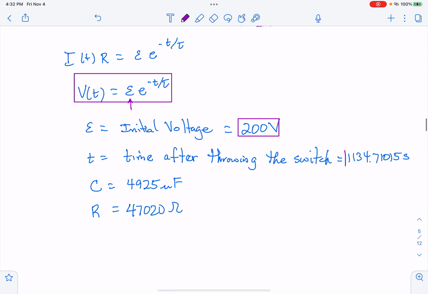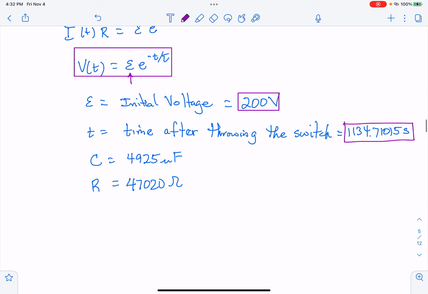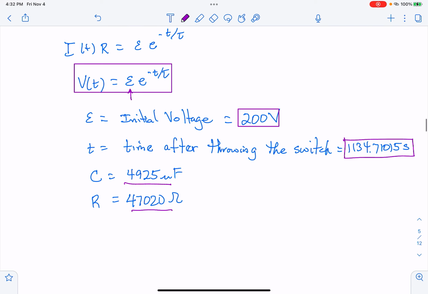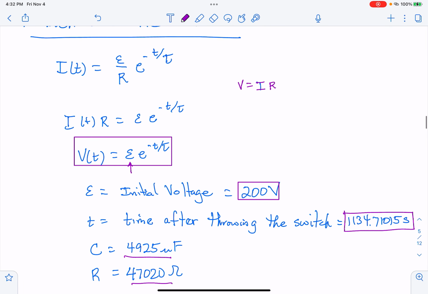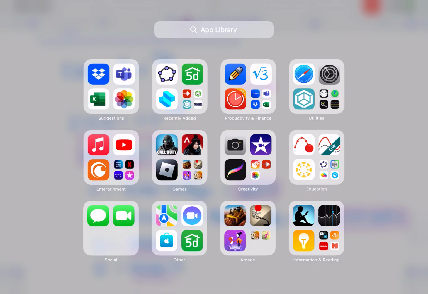My time here is not a vector. So this is my time, and that's the time after throwing the switch. We have our capacitance here as well as our resistance. Again, I'm a big fan of Excel when it comes to doing these calculations. It's just like algebra on steroids. So let's get to it.